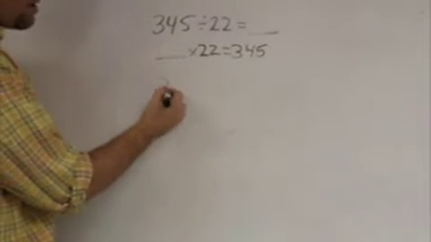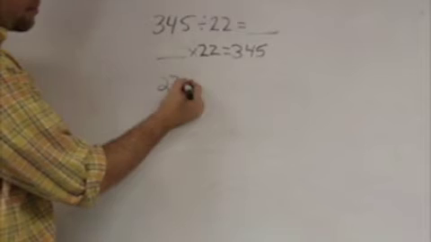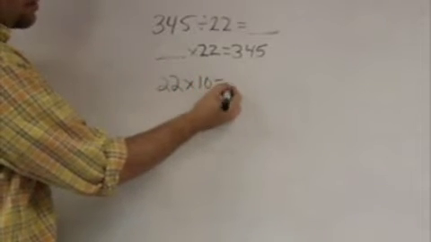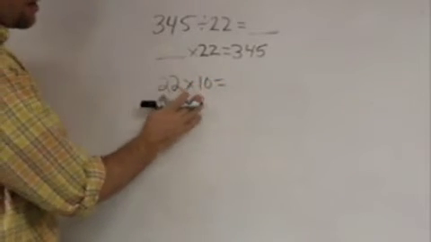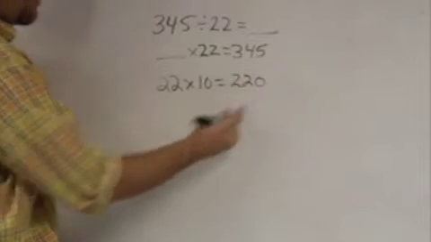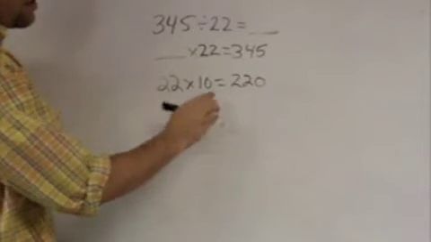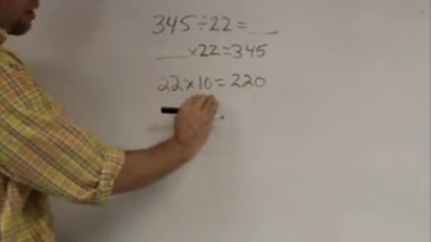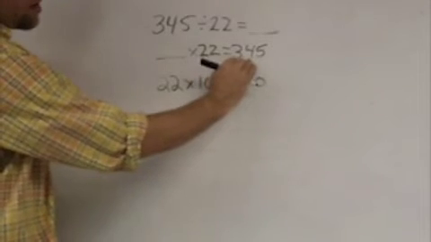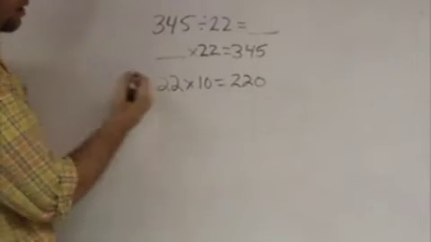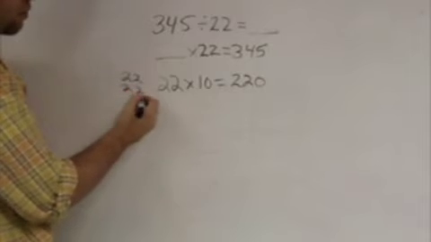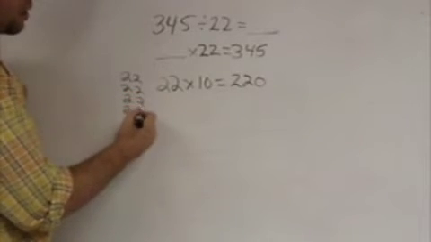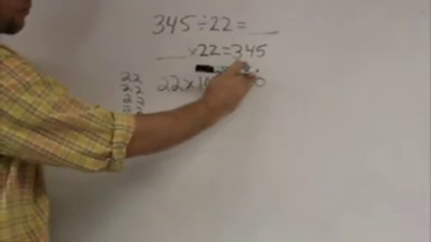Now, what I always tell you guys is always think about easy problems. I know that 22 times 10 is an easy mental math problem. 22 times 10 equals 220. Okay? So what I'm going to do is keep figuring out multiples of 22 to get up to 345. Now you guys know I could do 22 and add 22 to that, and add 22 to that, and add 22 to that, and keep adding until I get 345.